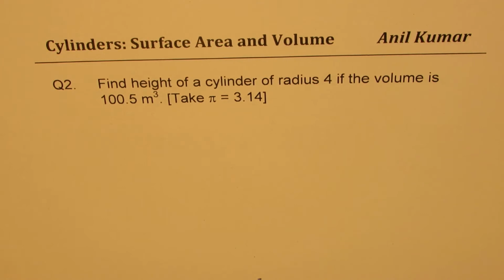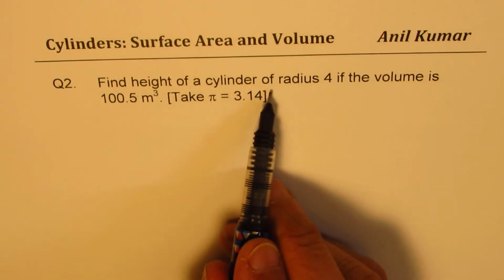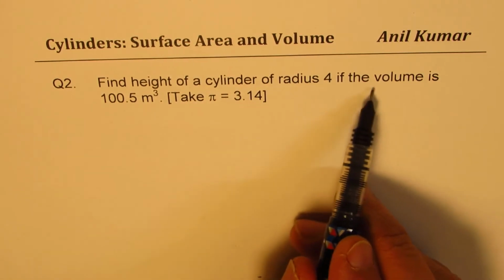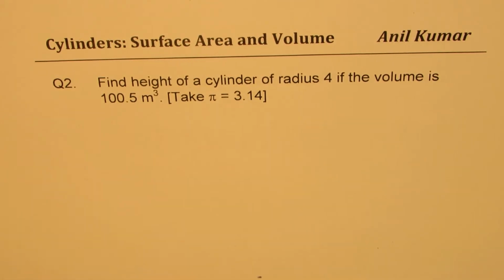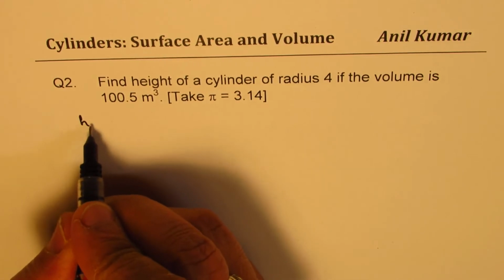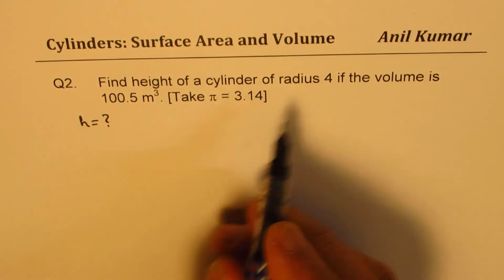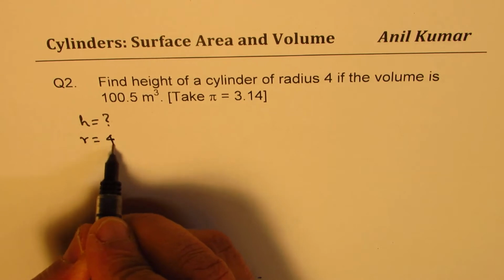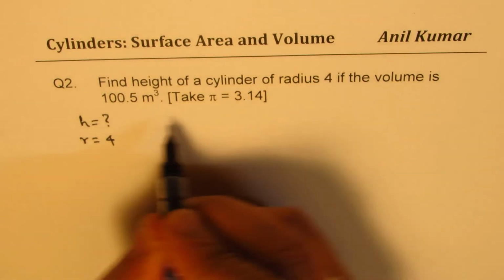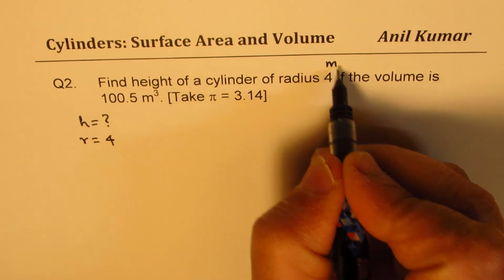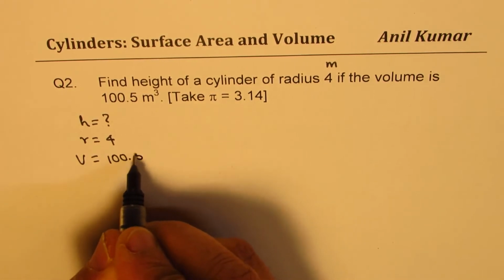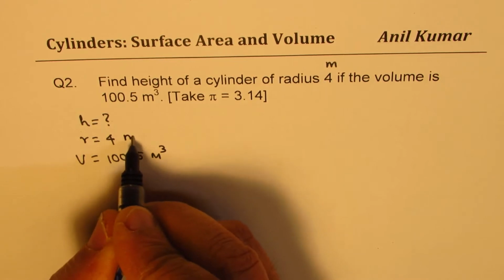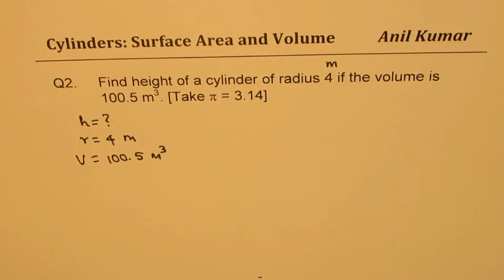Question number 2. Find the height of a cylinder of radius 4 if the volume is 100.5 meter cube. Take pi as 3.14. So the question is, you need to find the height. You know the radius is 4. The units are, let's write meter since the volume is given in meter cube. And the volume is 100.5 meter cube, right? So we'll write meter for the radius also. So that is what is given to you.